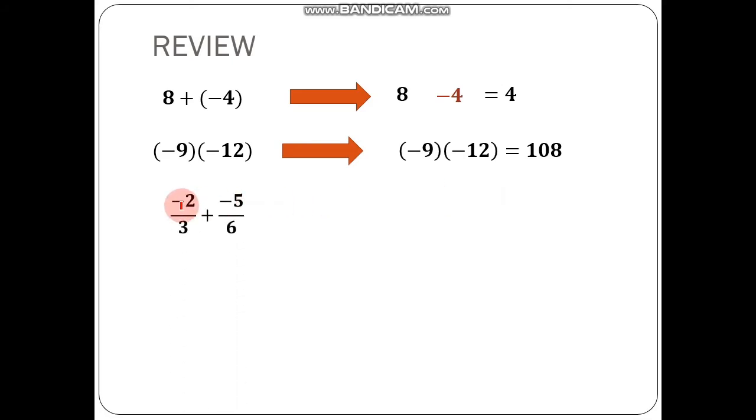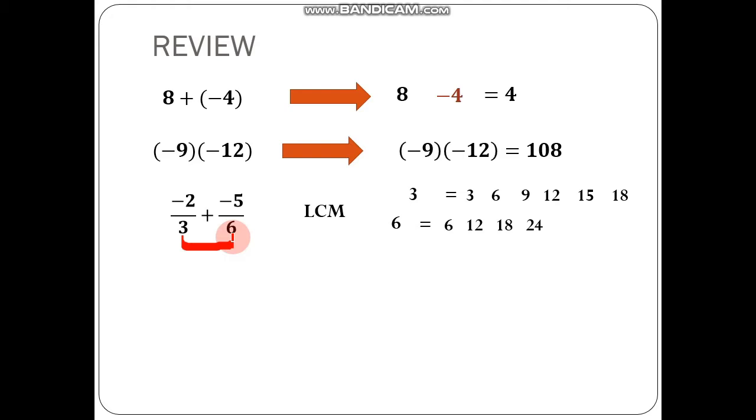Fractions. Negative 2 over 3 plus negative 5 over 6. To add fractions, we must see to it that the denominators are the same. But in this case, the denominators are not the same. So we use the LCM, or we will find the least common multiple of 3 and 6. The multiples of 3 are 3, 6, 9, 12, 15, 18, and so on. And the multiples of 6 are 6, 12, 18, 24.